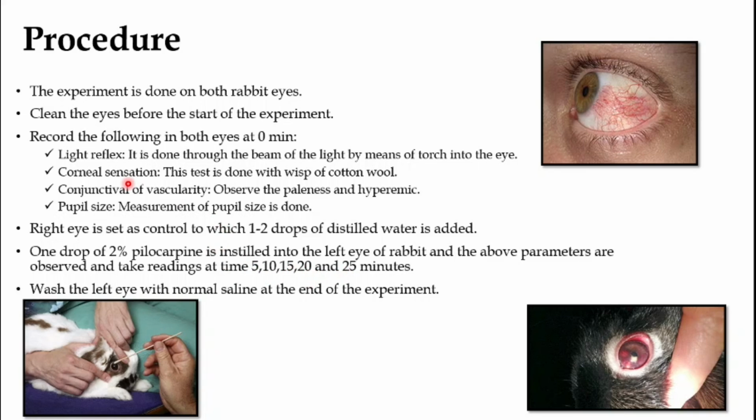So you have to check all these parameters: light reflex, corneal sensation, conjunctival vascularity and pupil size before the drug administration at the 0 minute and after the drug administration at the following time intervals. Then after the experiment, wash the left eye with the normal saline at the end of the experiment.